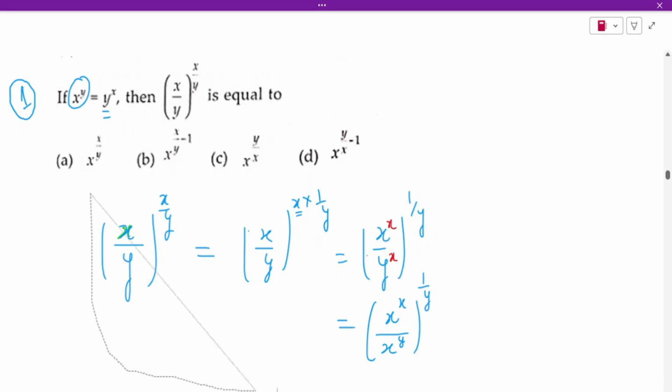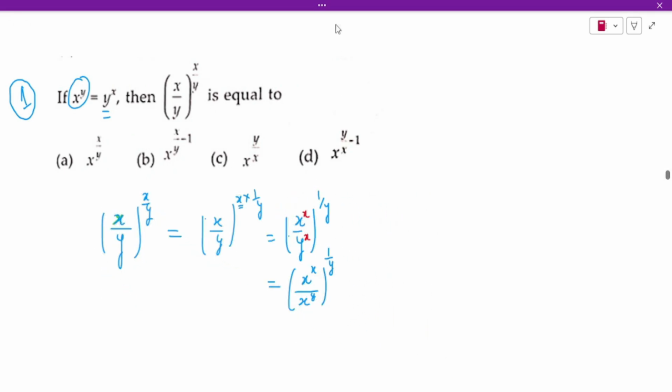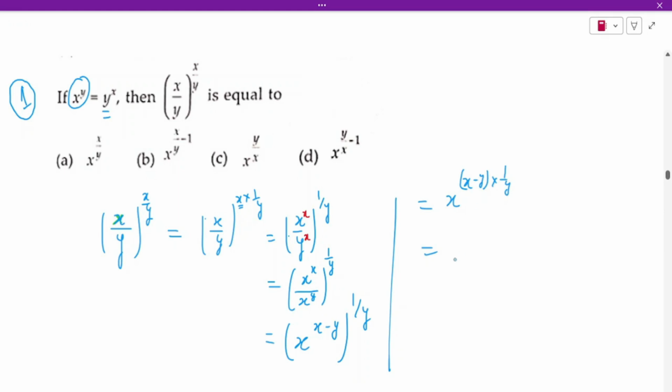Now we need to just use the quotient law, as there is a common base x and division over here. So we can write this as x to power of x minus y, whole power 1 by y. By using the power of power rule, that is going to give us x to the power of x minus y times 1 by y. So this 1 upon y is multiplied by all of x and minus y, that is going to give us x times 1 by y minus y times 1 by y.